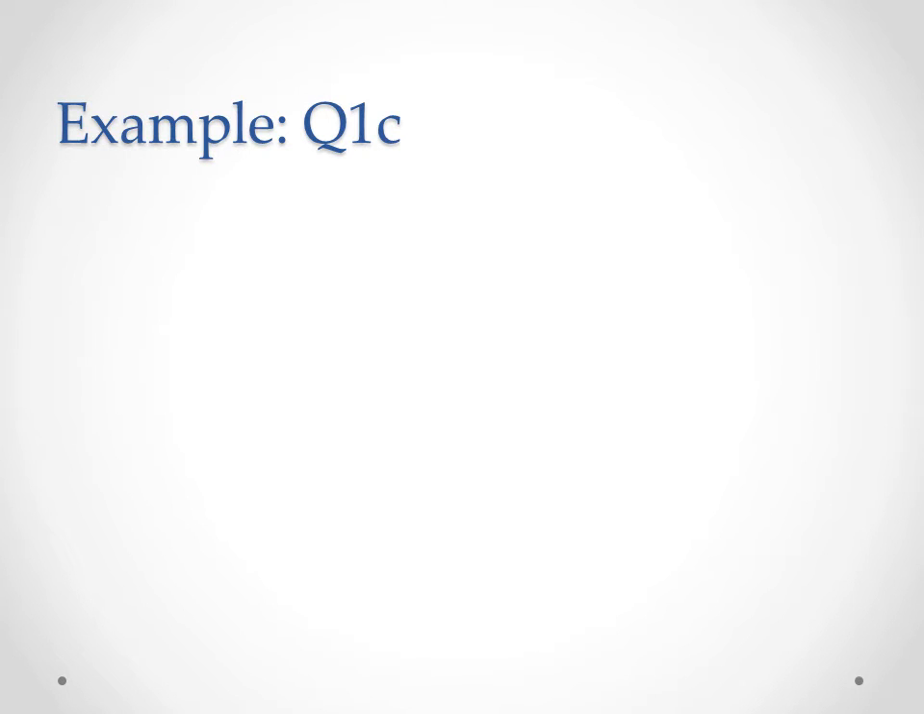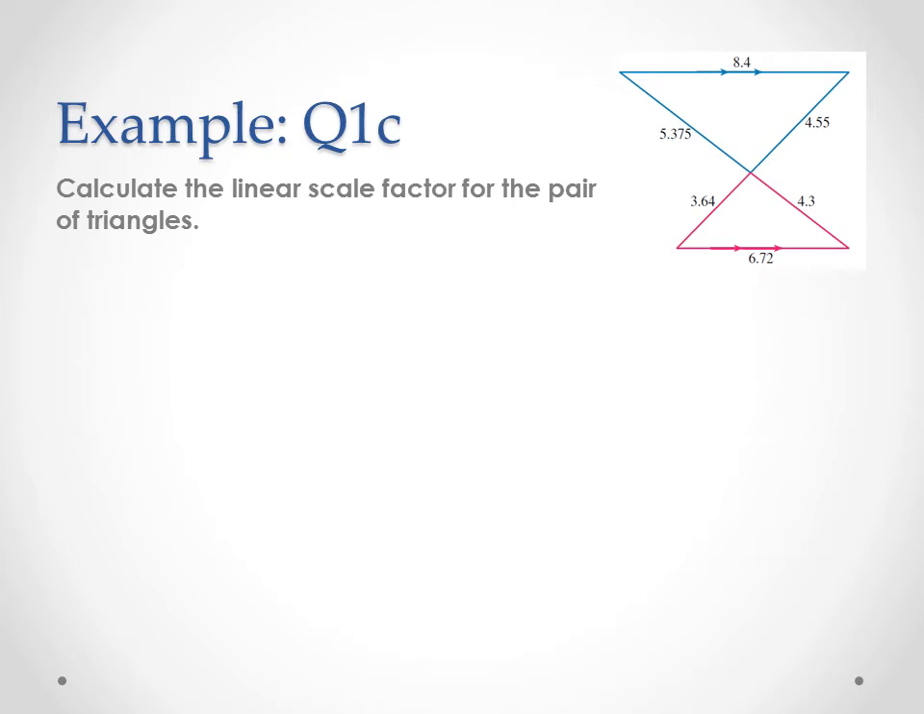So the first example we'll look at is question 1C from your textbook. It says calculate the linear scale factor for the pair of triangles. Here we haven't been told that the triangles are similar, so what we need to do is write that K equals, and then look at a pair of corresponding sides. I've chosen to look at the shortest two sides, just so that I can keep track of which corresponding sides I'm looking at.